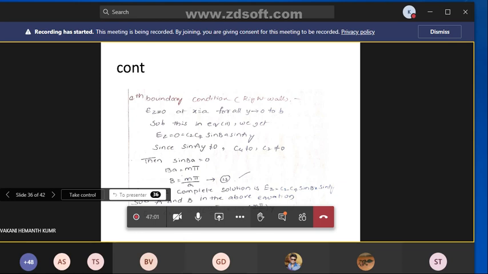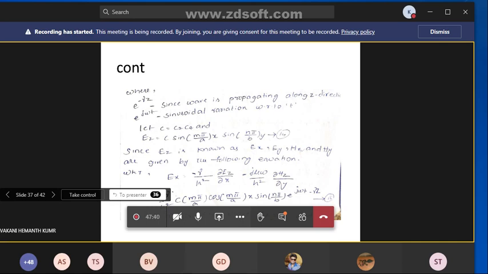So in this, substitute A and B. A equal to n pi by b and B equal to m pi by a. If you substitute A and B in the Ez equation, then you will get Ez equal to C2 C4 sin(m pi by a x) sin(n pi by b y). The final equation is Ez equal to C2 C4 sin m pi by a x sin n pi by b y.